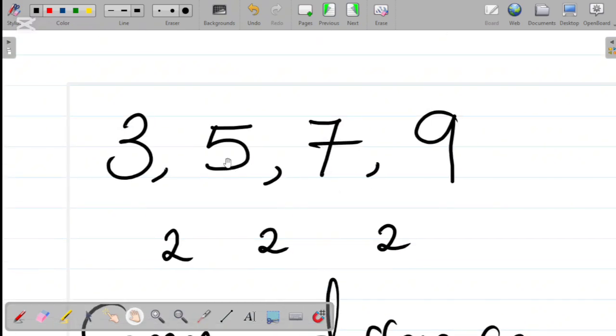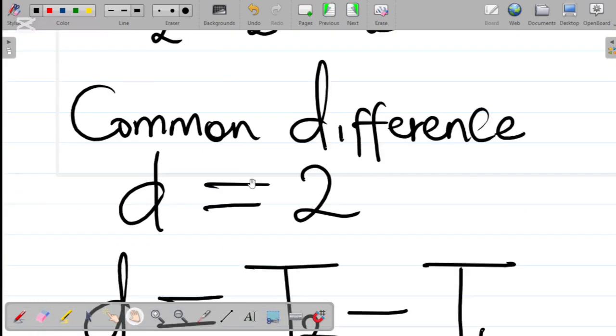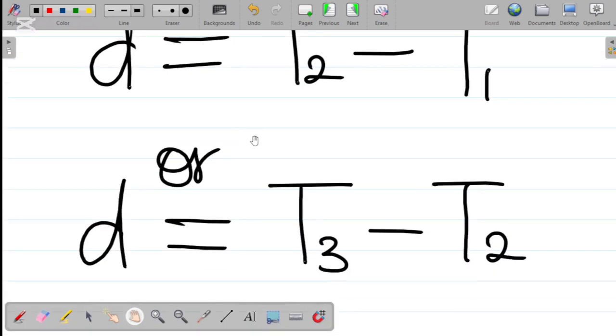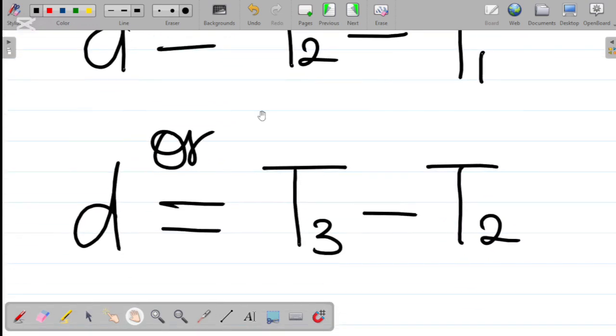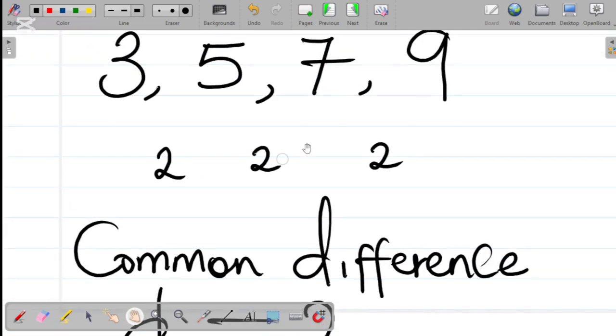T2 here is 5. T1 is 3. So T2 minus T1 will give you 2. T3 here is 7. T2 is 5. So T3 minus T2 will also give you 2. You can also do T4 minus T3. It would also give you the same answer. 9 minus 7 will also give you 2.